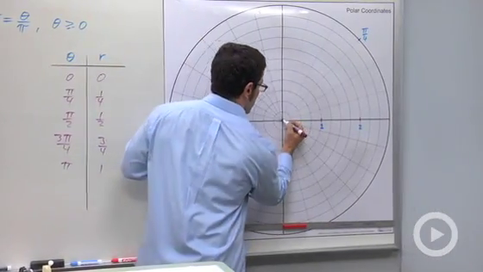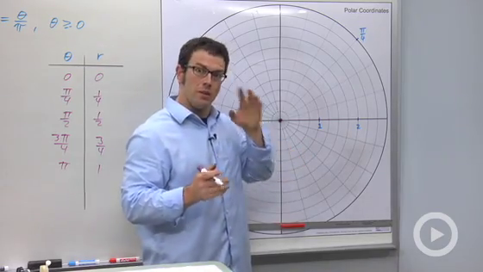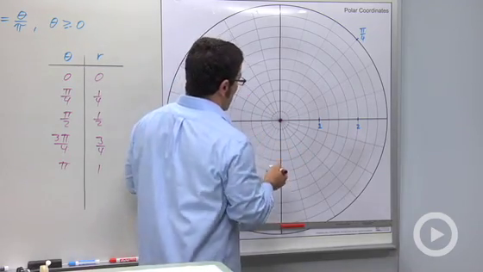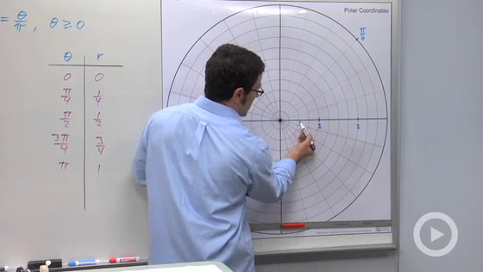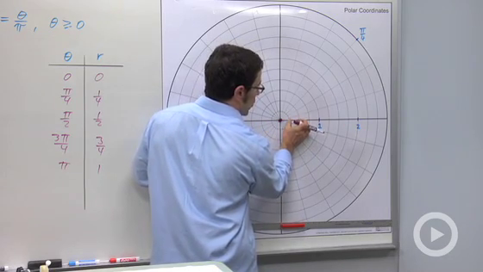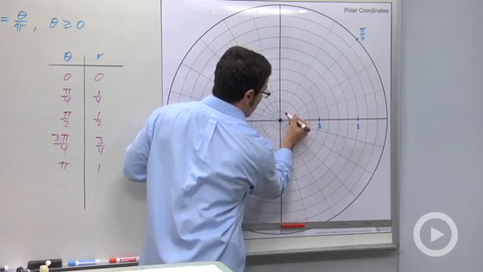So I have 0, 0, right? r is 0, theta could be anything. As long as r is 0, that gives me the origin. And then pi over 4, 1/4. Now I've made this so that each of these circles represents a quarter unit. So pi over 4, 1/4 is right here.